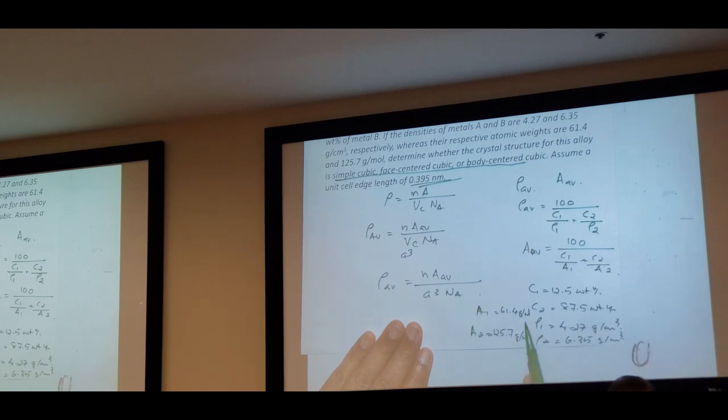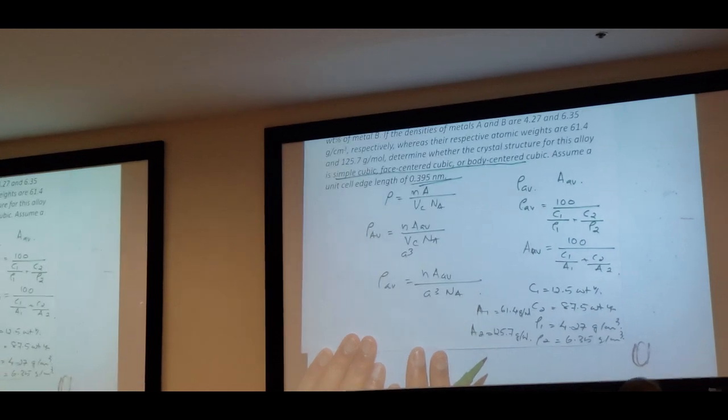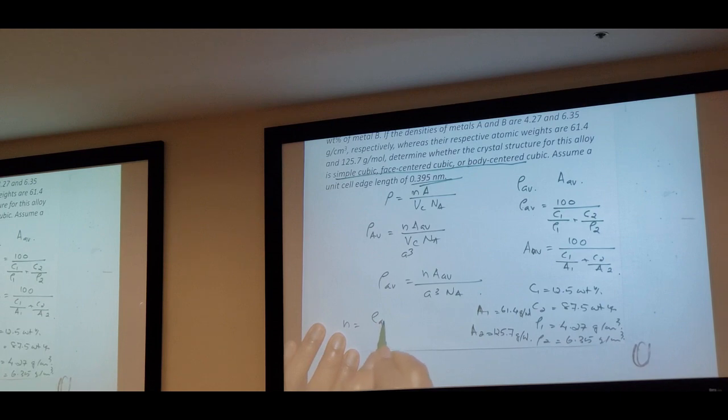Now you can do it at home, right? Just substitute those values and solve for n. Okay, n is equal to rho average into a cube into NA over A average. Here, for this particular question, you will get the answer that n is about 2. It is 2 atoms per unit cell of the alloy.